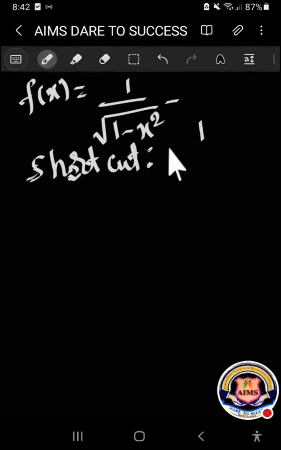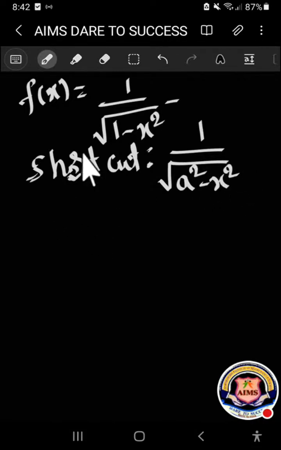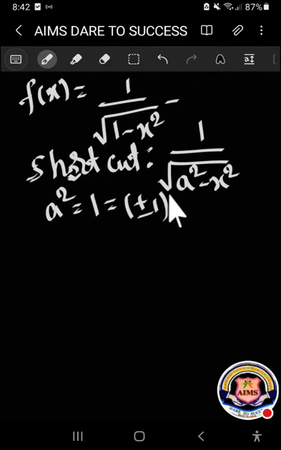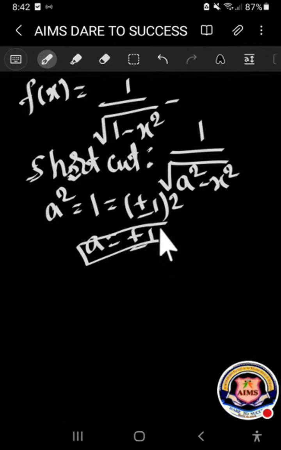So we have the shortcut formula 1 by under root a square minus x square. So a square is equal to 1. 1 can be written as plus 1 whole square is 1, as well as minus 1 whole square is also 1. So the square root gets cancelled on both sides. A is equal to plus or minus 1. So after that we will write the domain formula.